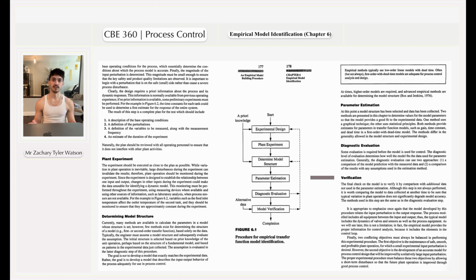Next, the verification. A final check on the model is to verify it by comparison with additional data not used in the parameter evaluation. Although this step is not always performed, it is worth comparing the model to data collected at another time to be sure that the typical variation in plant operation does not significantly degrade model accuracy. The methods used in this book are the same as the diagnosis evaluation step.